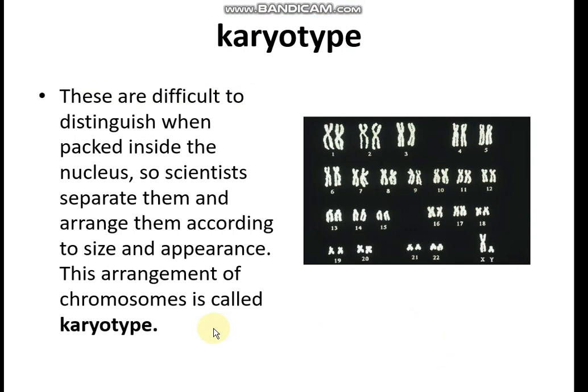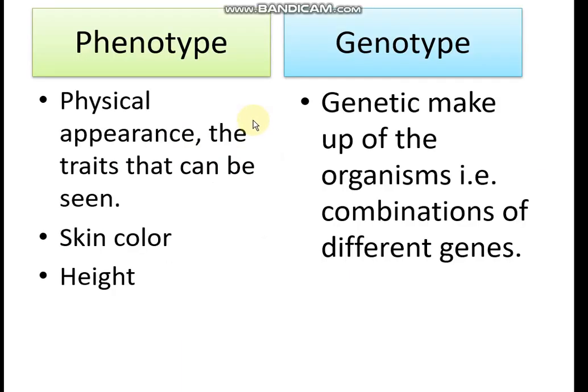Now here there's another image. This diagram is called a karyotype. In humans we have 46 chromosomes, and it is very difficult to distinguish them. So scientists separate them and arrange them according to their size and appearance, and then we call this diagram a karyotype. Now we will be using this diagram in our next lesson so that you will understand it clearly. Up till now it is enough that you remember that this arrangement of chromosomes is called a karyotype. Now moving on to the next term, which is phenotype and genotype.